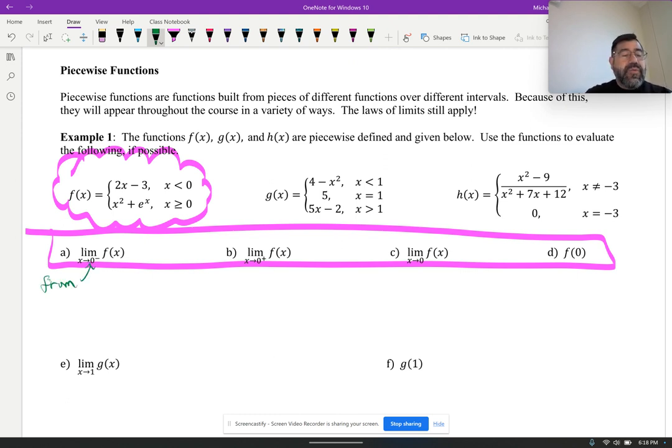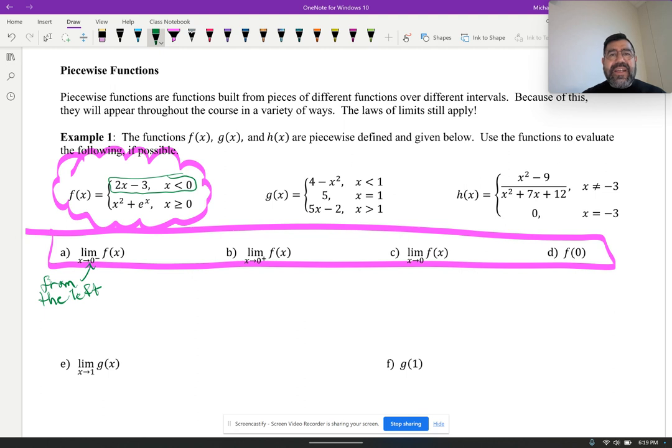From the left. So what kind of values are on the left side of 0? Are those values bigger than 0, or are those values smaller than 0? If I'm approaching 0 from the left, think of the number line. If I'm coming from the left side, all of those x values are less than 0. So therefore I'm using the top piece, because that function defines the side of the graph that's to the left of 0, x's that are less than 0. As I'm coming from the left, x's are less than 0, that's the formula I'm going to use.